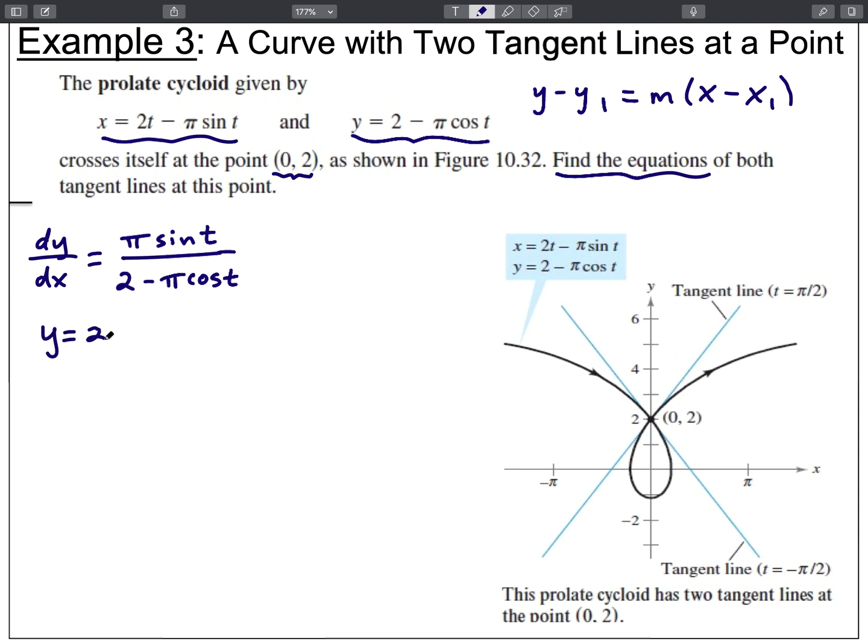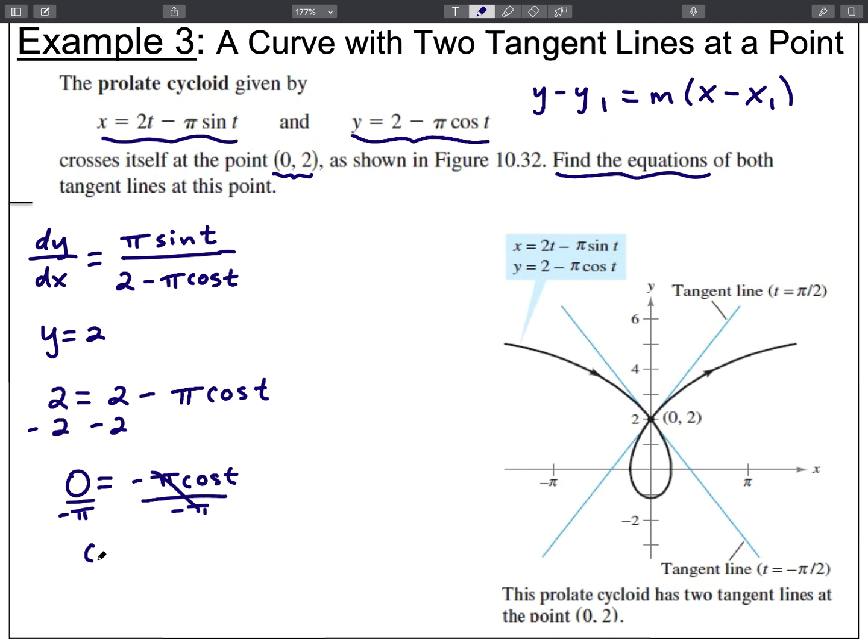If I plug that in, I'm going to get 2 is equal to 2 minus pi cosine of t. I can start doing some solving. Maybe I start by subtracting 2 from both sides. So I'm going to get 0 is equal to negative pi cosine of t. I can divide both sides by negative pi. So then I'll have cosine of t is equal to 0. Without looking at the unit circle, would you know some places on the unit circle where cosine is equal to 0?